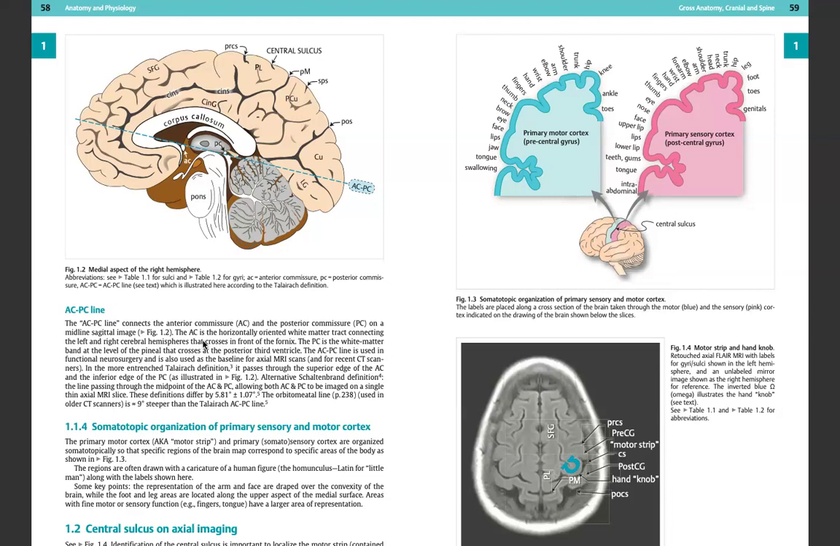More specifically, the Talairach definition passes through the superior edge of the AC and the inferior edge of the PC, as seen here. Superior edge and inferior edge. This is the posterior commissure here. You see the small band here, that's the posterior commissure. And then, of course, the anterior commissure fibers here. So this is AC, this is PC. Above the AC and below the PC, that's what they mean. So it crosses like that.